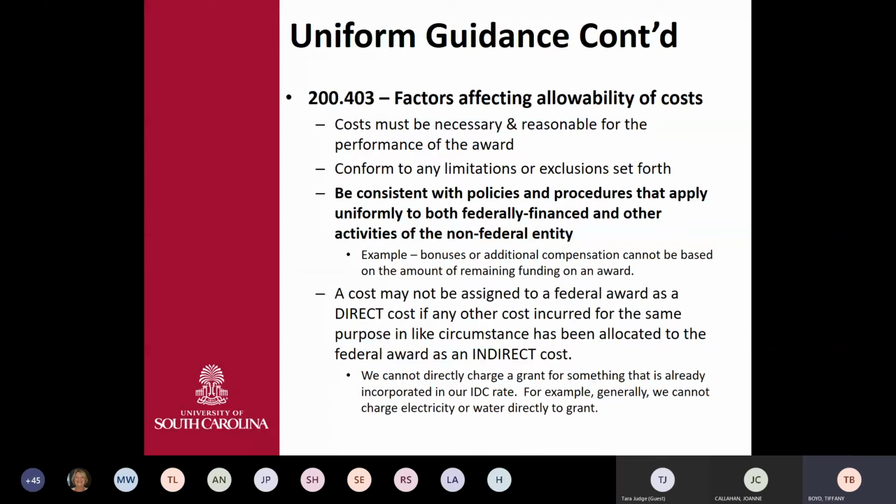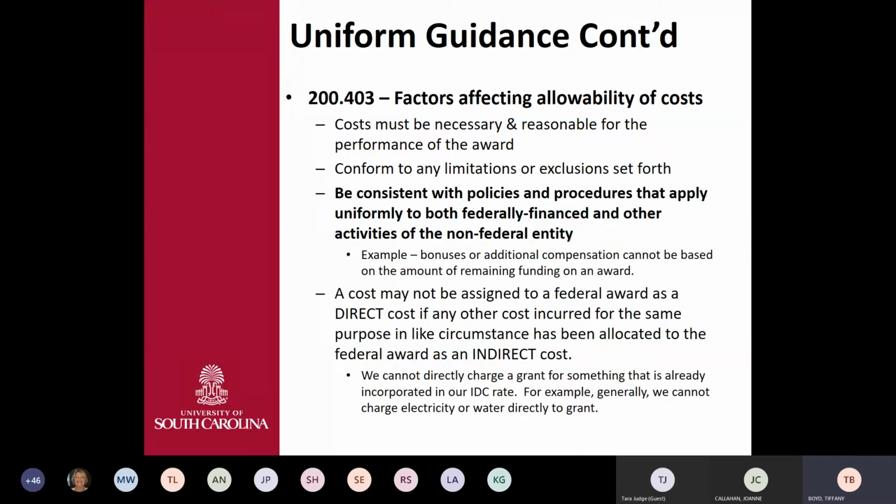The next section is section 200.403, and this is where they get into the details about the factors that affect allowability of costs. They highlight that the cost must be necessary and reasonable for the performance of the award, and it has to conform to any limitations or exclusions set forth within the terms of the notice of award. We bolded the next point because we wanted to make it apparent that it has to be consistent with policies and procedures that apply uniformly to both the federally financed award or grant and activities of the non-federal entity.